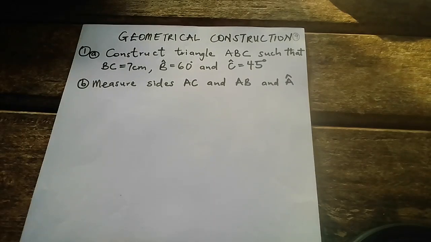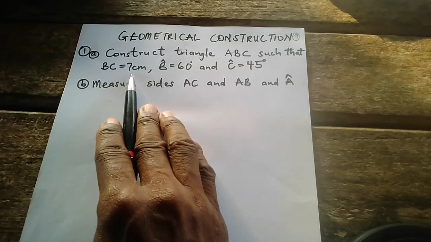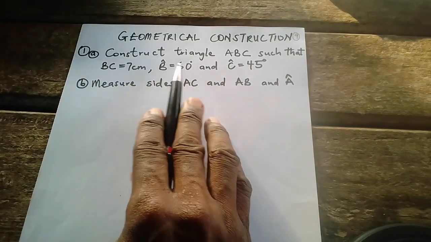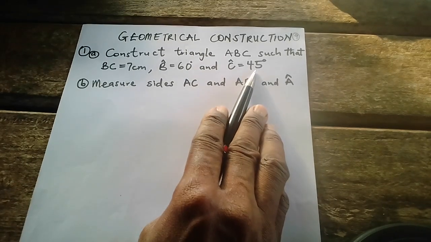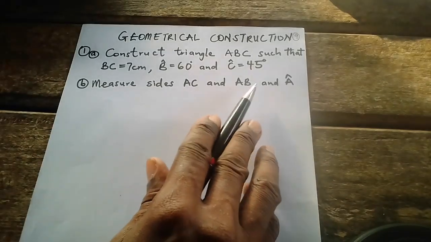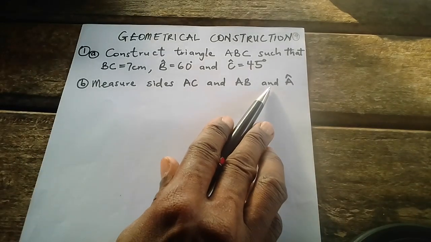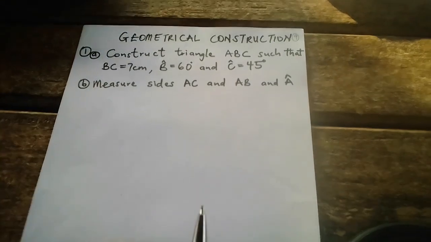Hello students, we are moving on to geometrical construction. Let's consider this example. Construct triangle ABC such that BC is 7 cm, angle B is 60 degrees and angle C is 45 degrees. Measure sides AC and AB and angle A.